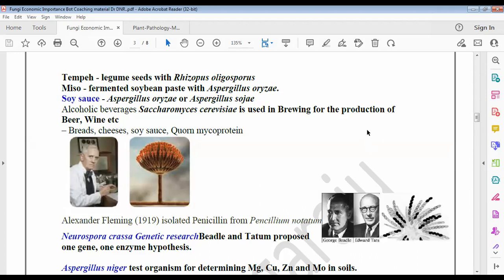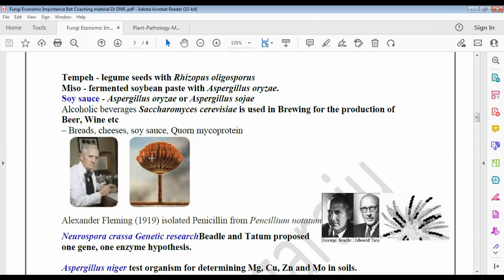Okay, beer, brandy, whiskey, wine are fermentation products. You know the beer is prepared from barley, and whiskey and wine are prepared from grapes. Bread, cheese, soya sauce, wine, these all are mycoproteins, which are all fermented products. For cheese, remember the two: Penicillium camemberti and Penicillium roqueforti.